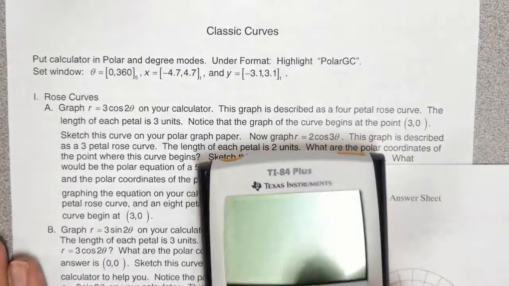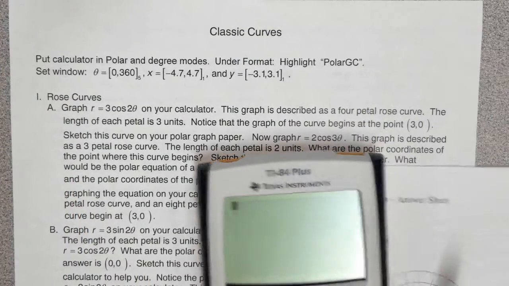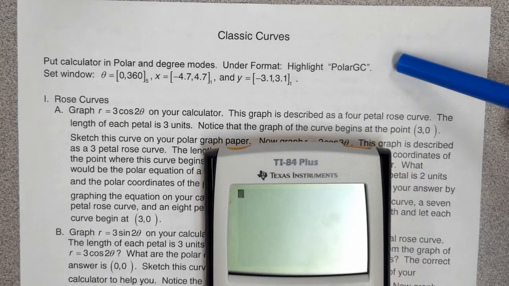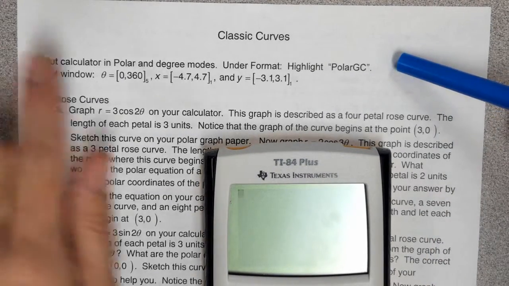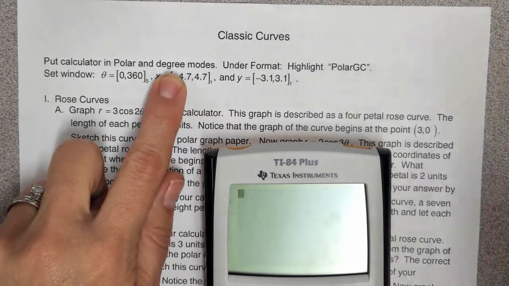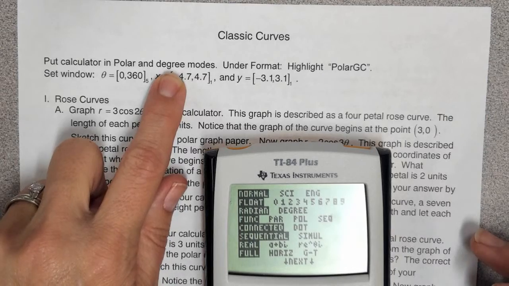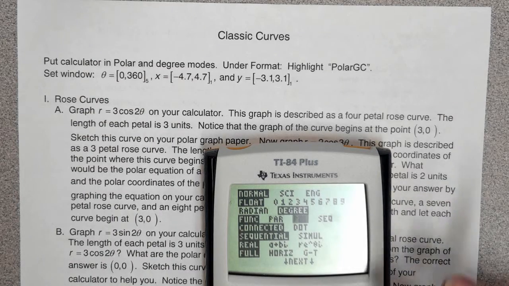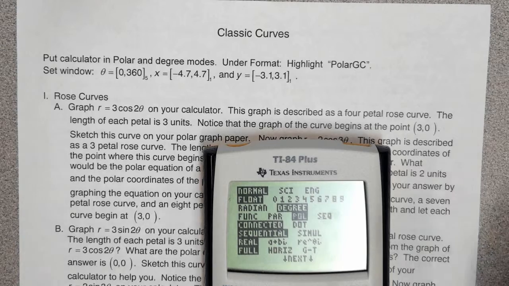So everybody, go to your calculator with me. And I'm going to follow the directions that are right here on this paper. Please don't talk over me. The first thing it says to do is to put your calculator in polar and degree mode. So go hit mode. We're going to go hit degree and polar. To repeat these directions, you're going to have to go listen to the video.